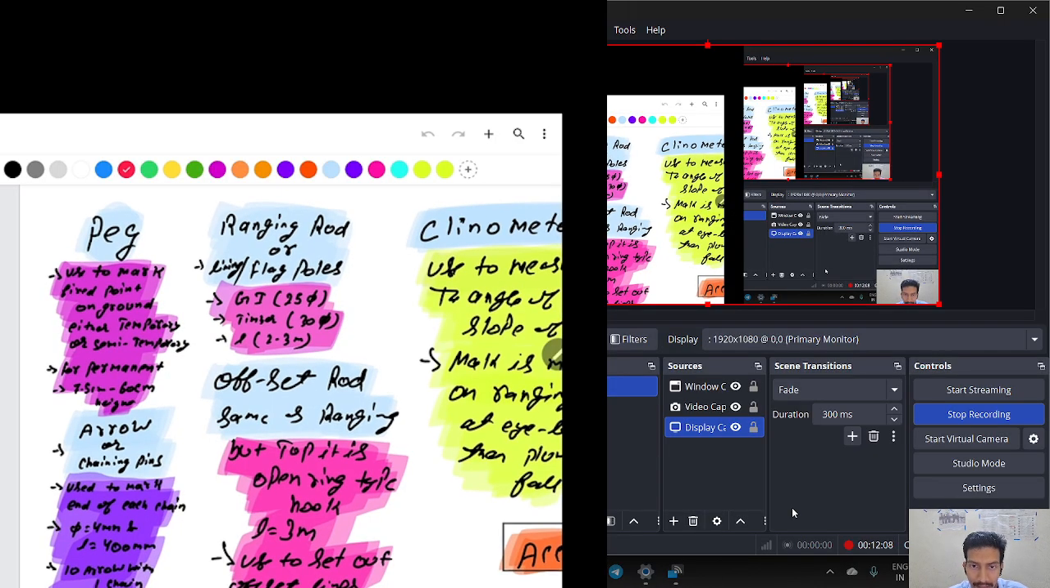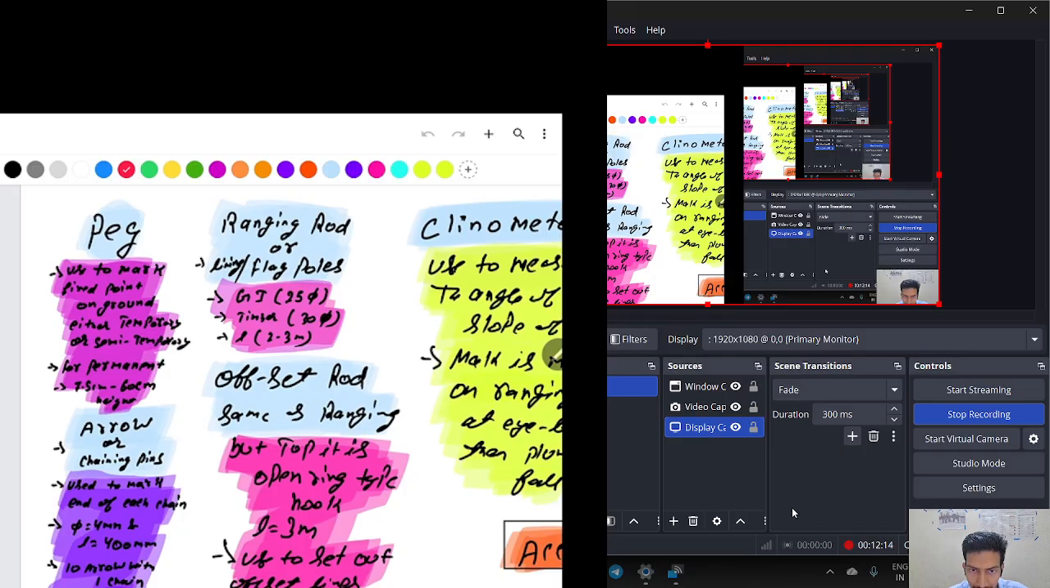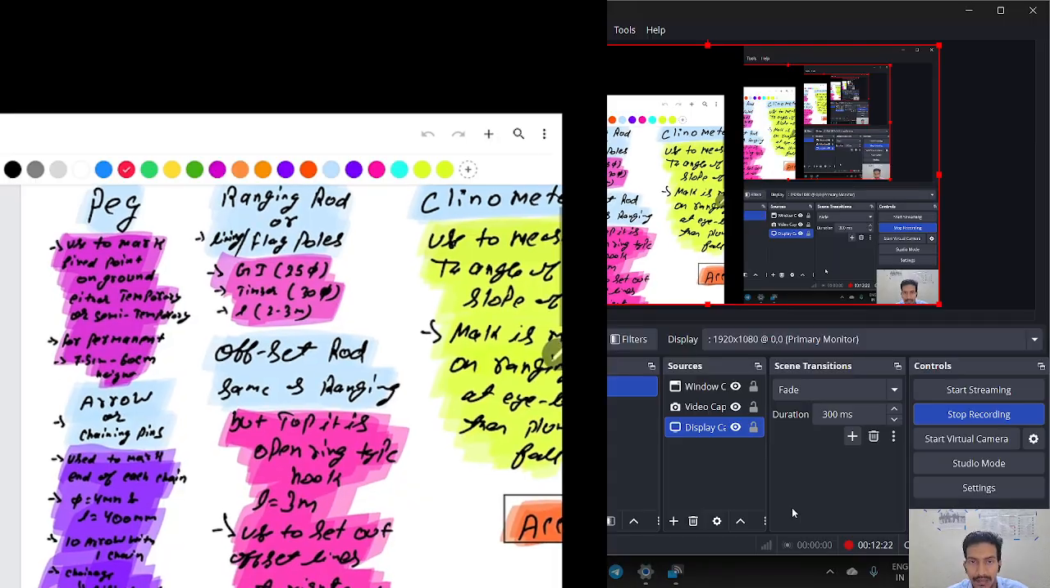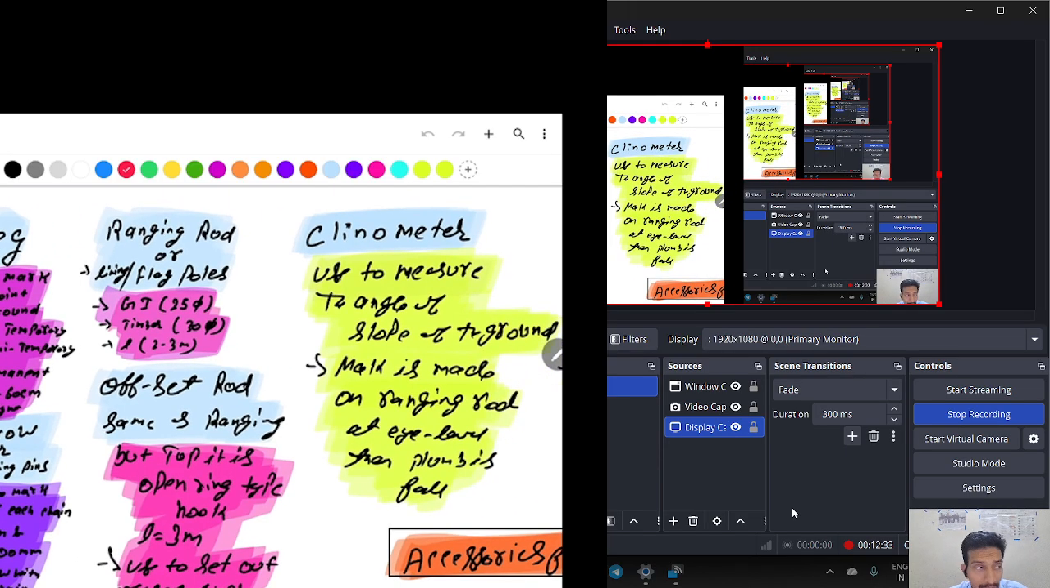For permanent points, we reinforce it. Its height is approximately 7.5 centimeter to 60 centimeter. The next one is the ranging rod, or lining flag or poles. A ranging rod is made of galvanized iron of 25 mm dia, or timber of 30 mm dia. Length is usually 2 meter to 3 meter.